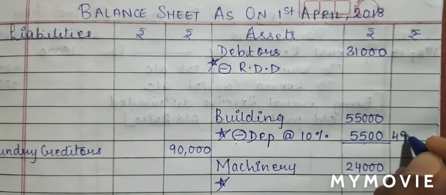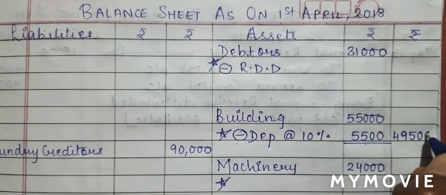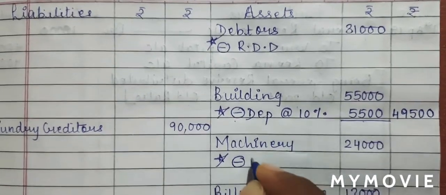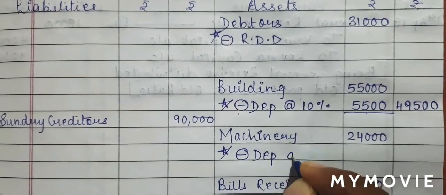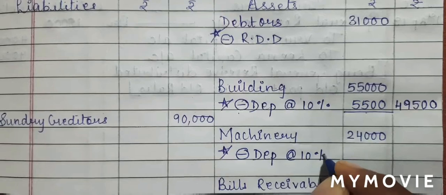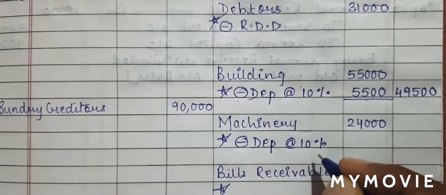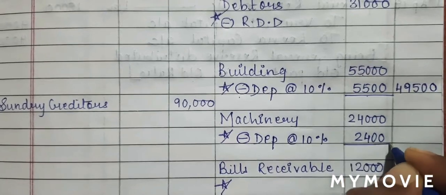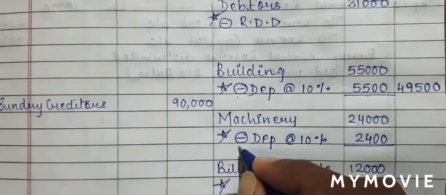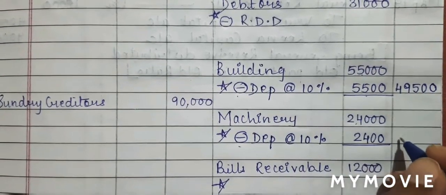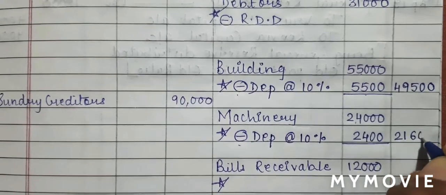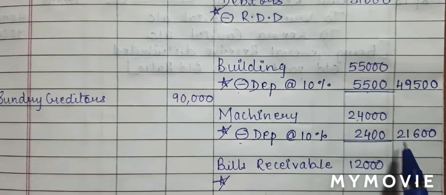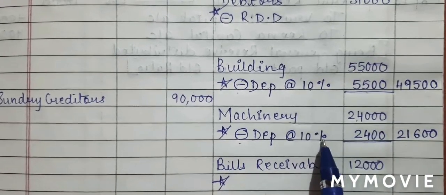The value will be 49,500. We will also do depreciation for machinery. Say less dep at the rate of 10%. So 24,000, 10% will be 2,400. 24,000 minus 2,400 will be 21,600. So this is our first effect for depreciation on building and machinery.